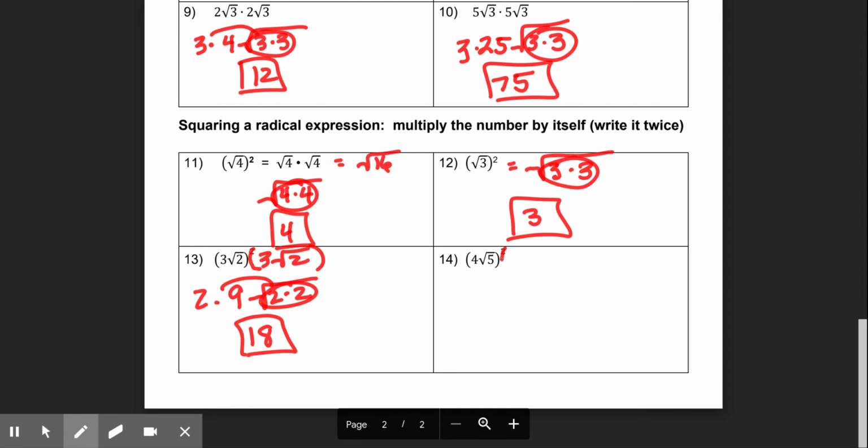And then here, I've got 4 square roots of 5. So 4 times 4 is 16. And then we have our 5 times 5. Pull that out, multiply by 5. So 5 times 16 is 80.